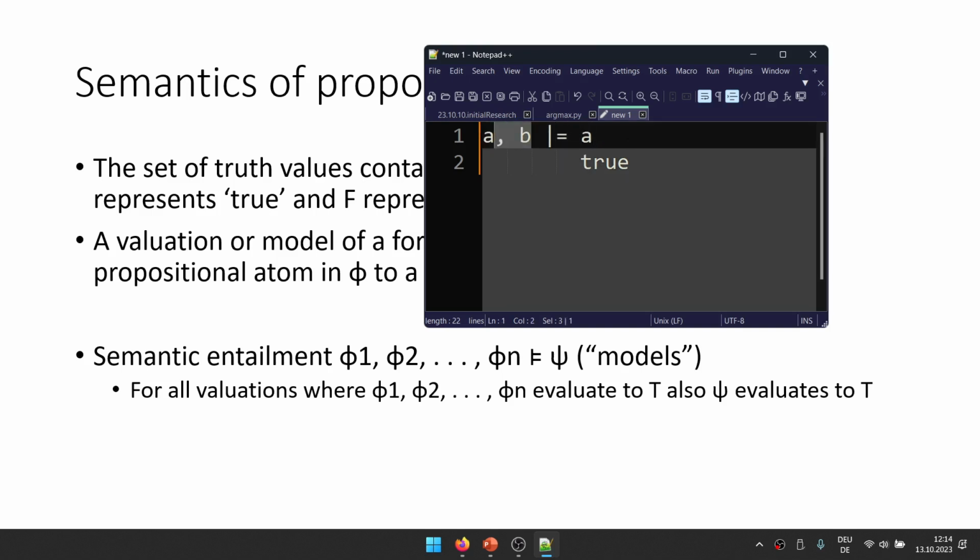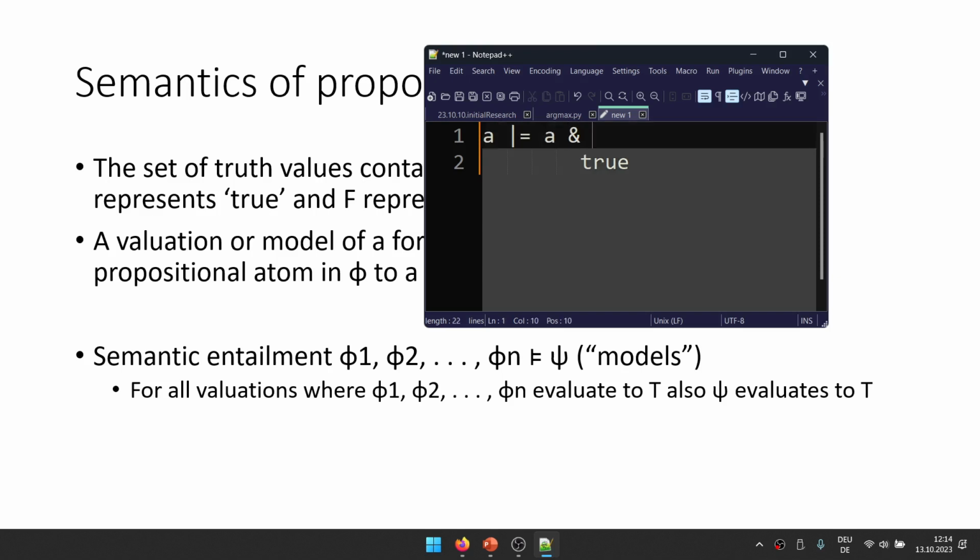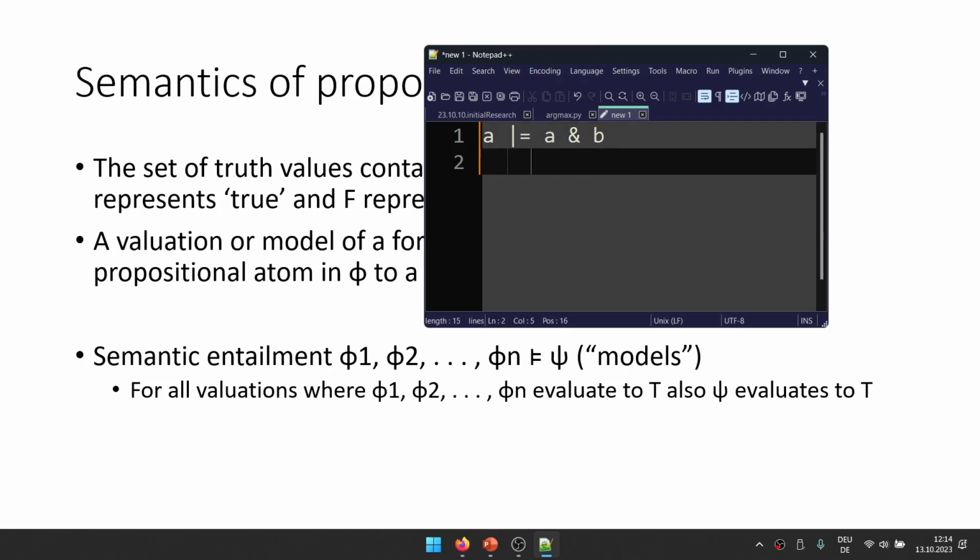Now, let's do A and B. What do we have now? No semantic entailment, because if we set A to true, it doesn't guarantee that the formula A and B will be true, because B could still be false and then A and B is false. So no semantic entailment here. So, okay.